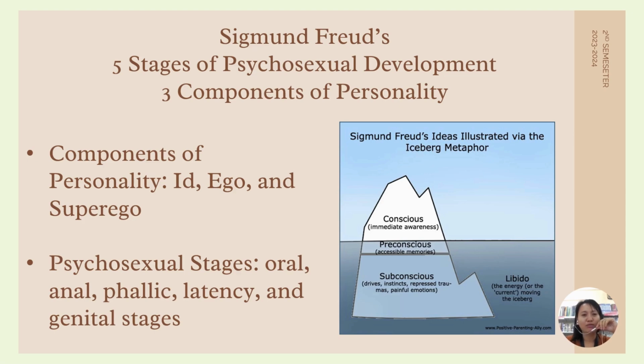Another thing, class, Freud also emphasized the three components that make up one's personality: the id, the ego, and the superego. We remember that the id is pleasure centered, the ego is reality centered, and the superego is the ideal or the conscience. Okay? So Freud also believed that an individual goes through five psychosexual stages of development, and this includes the oral, anal, phallic, latency, and genital stages. So each stage demands satisfaction of needs, and failure to do so may result in fixations. Okay?